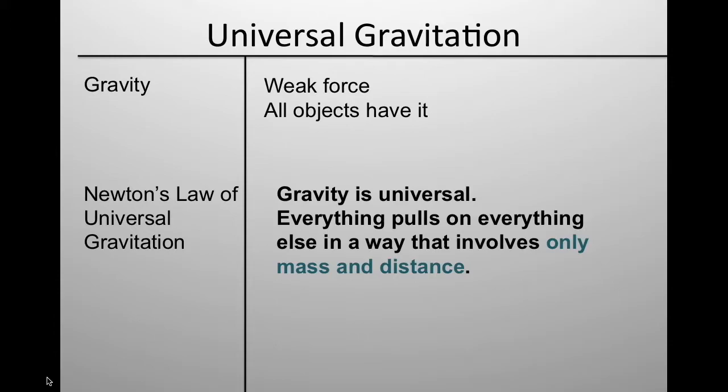Newton's law of universal gravitation states that gravity is universal. Everything pulls on everything else in a way that involves only mass and distance. Those are the two factors that affect gravity.